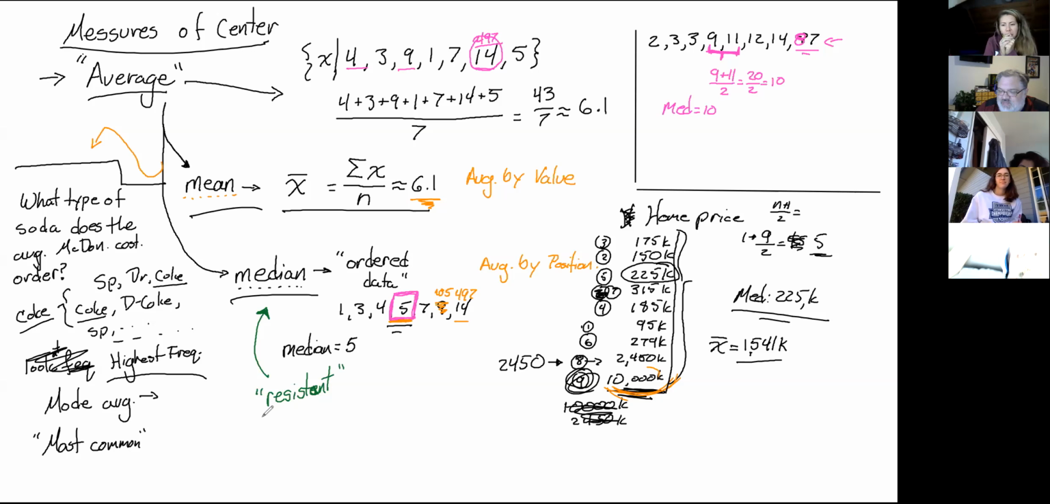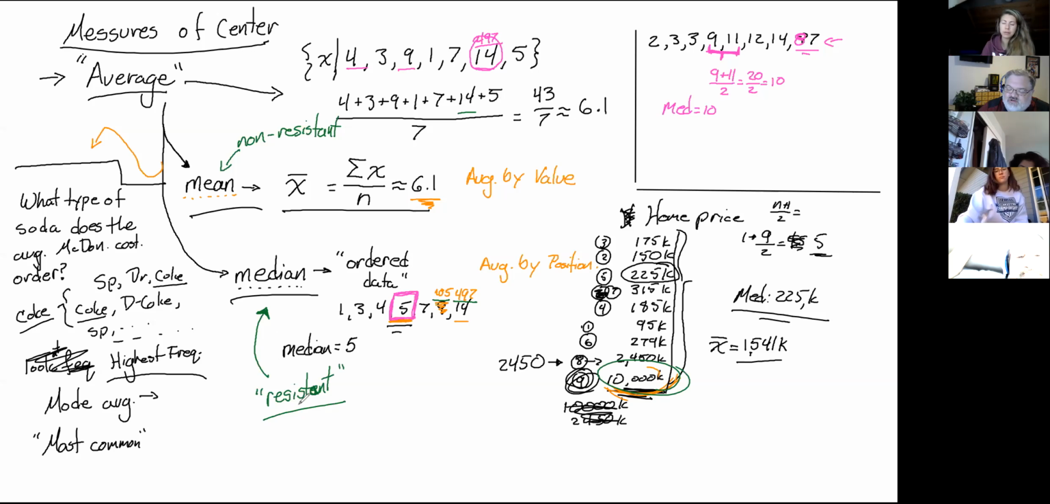So resistant. We refer to descriptive statistics like median as resistant because it is resistant to extreme data. It's resistant to really high or really low values. So when we have highly skewed data, we often like to use resistant measures. Mean would be non-resistant because it is highly affected by extreme values.